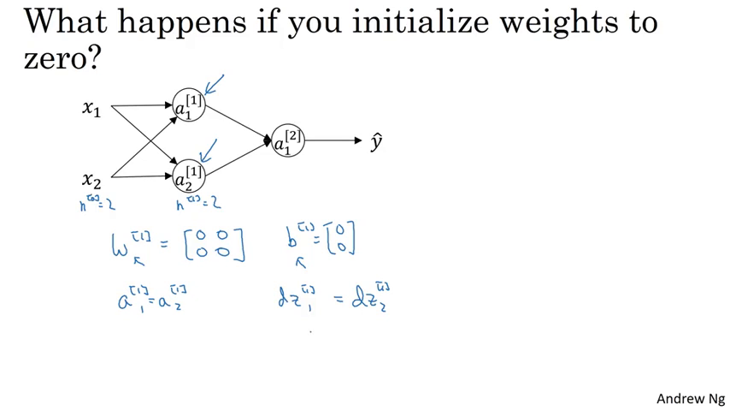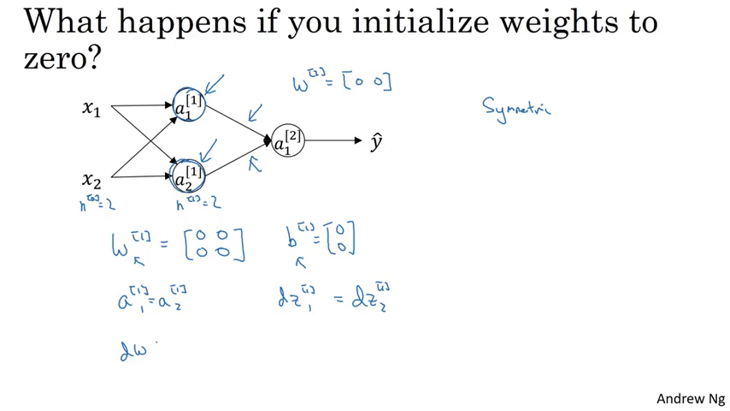Technically, for what I'm saying, I'm assuming that the outgoing weights are also identical, so that W2 is equal to 0, 0. But if you initialize the neural network this way, then this hidden unit and this hidden unit are completely identical. Sometimes you say they're completely symmetric, which just means that they're computing exactly the same function. And by a kind of proof by induction, it turns out that after every single iteration of training, your two hidden units are still computing exactly the same function.